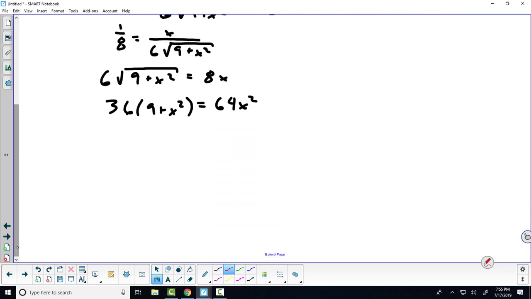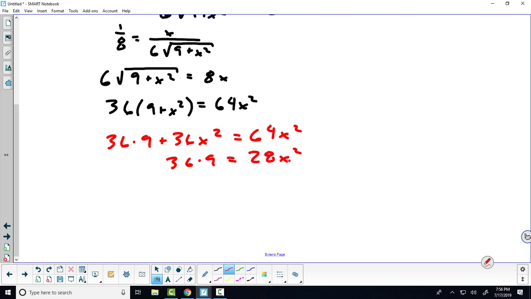So let's see here. This gives us the parabola, a messy one. 36 times 9 plus 36x squared is equal to 64x squared. So this gives me 36 times 9 is equal to, subtracting over 36, 28x squared. Is that right, folks? Okay. So then we get that x squared is equal to 36 times 9 over 28.